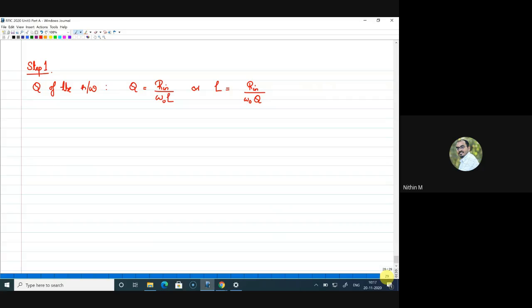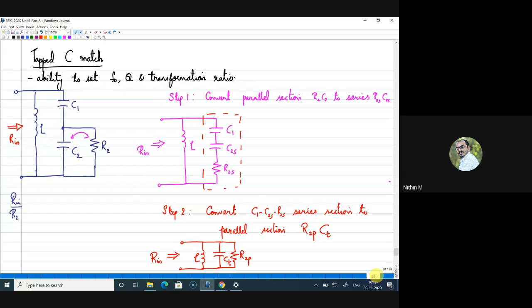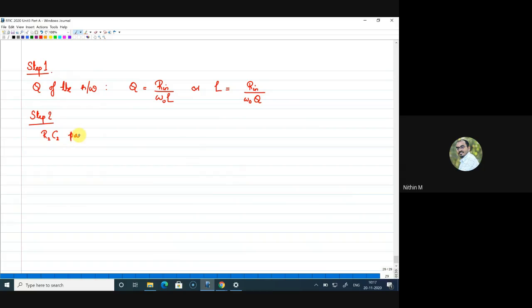Now let us go to the innermost parallel RC section, and from there we will start. I have an R2 C2 parallel section, right? That will give you a Q factor. So what is the Q factor of this section, Q2?